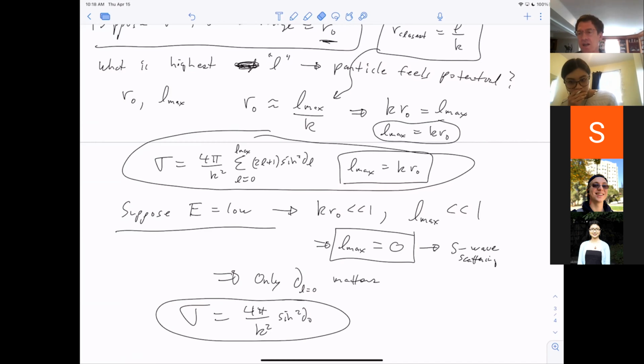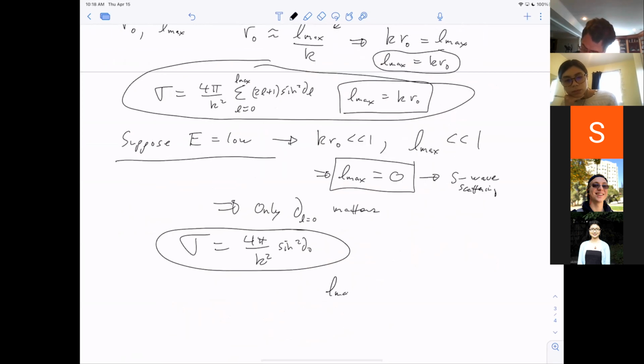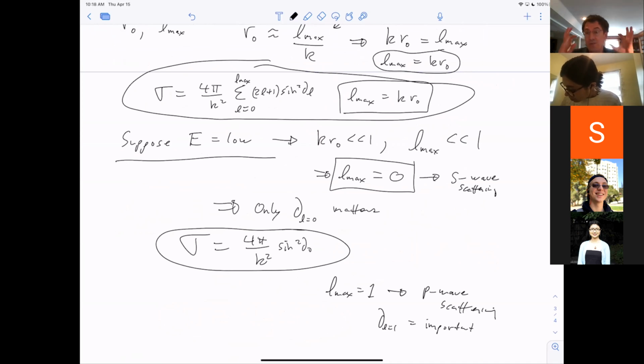What would I call that? For L equals 0, I call it S wave scattering. For L equals 1, what would I call it? P wave scattering? That's right. L max equals 1, I call that P wave scattering, because delta L equals 1 is important. And you could also then imagine D wave scattering, and that means the L equals 2 is really important. So people actually use these terms.